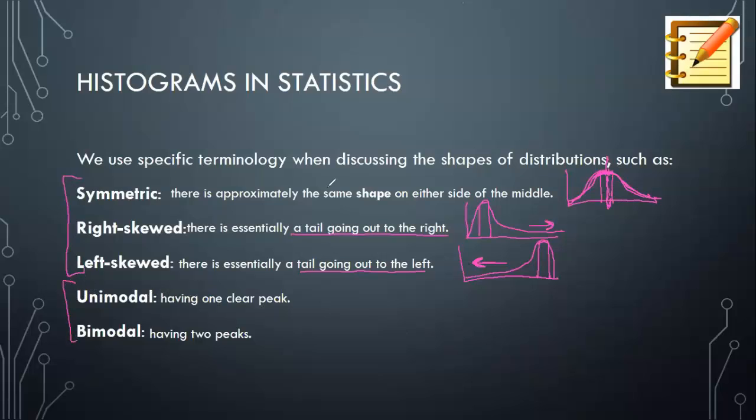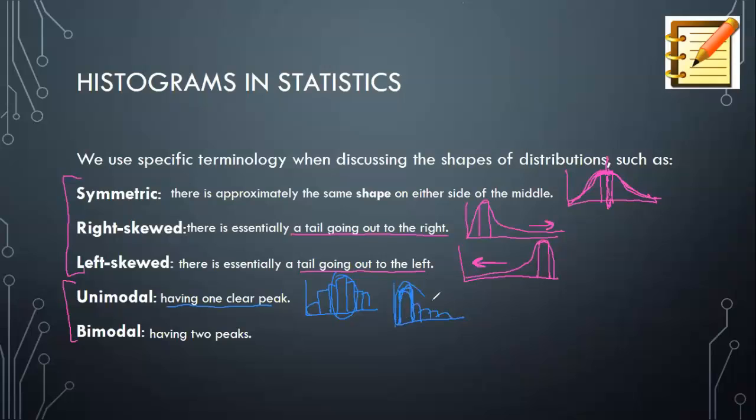They can also be unimodal or bimodal, okay? Unimodal is when you have one clear peak. So any one of these can be unimodal, where you have one clear peak in the middle and then it goes down like this and goes down like this, where this is your one clear peak. I'm sorry, I drew that wrong here.